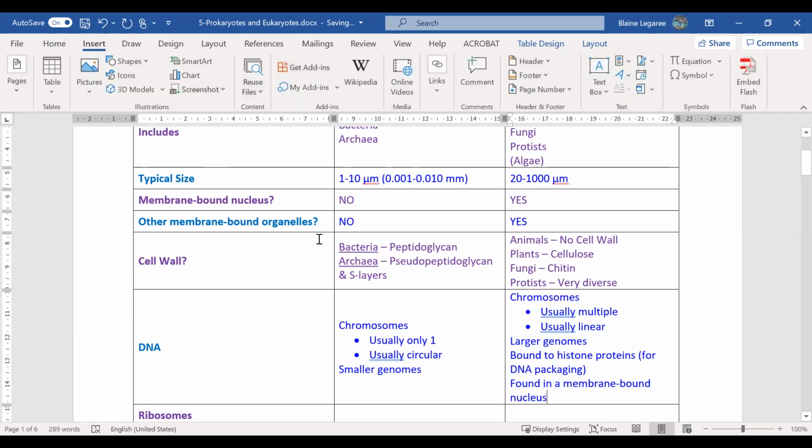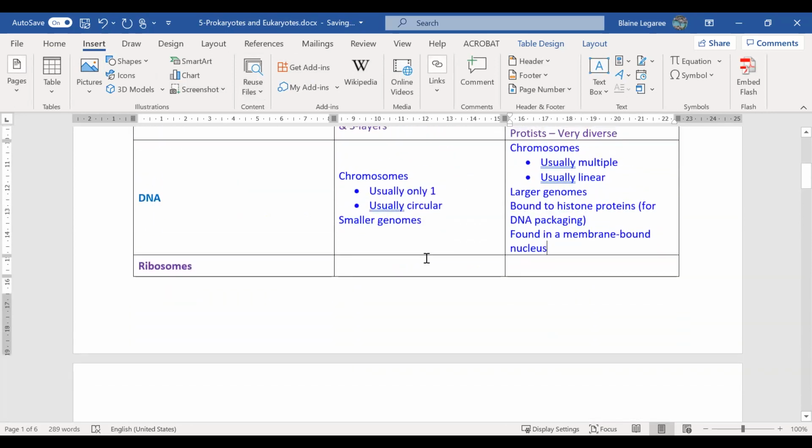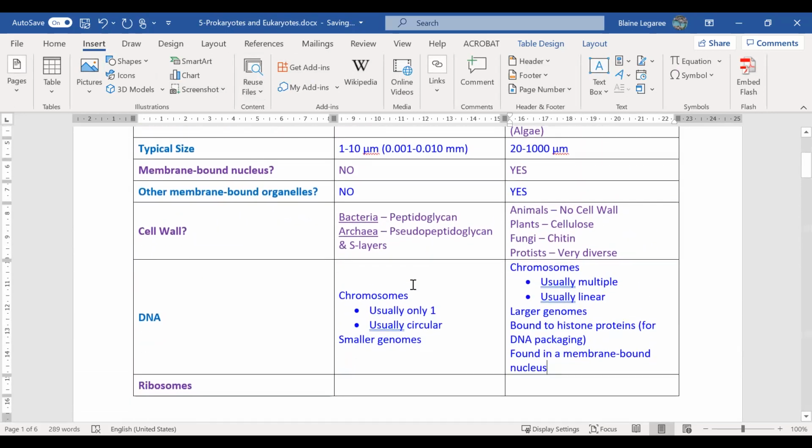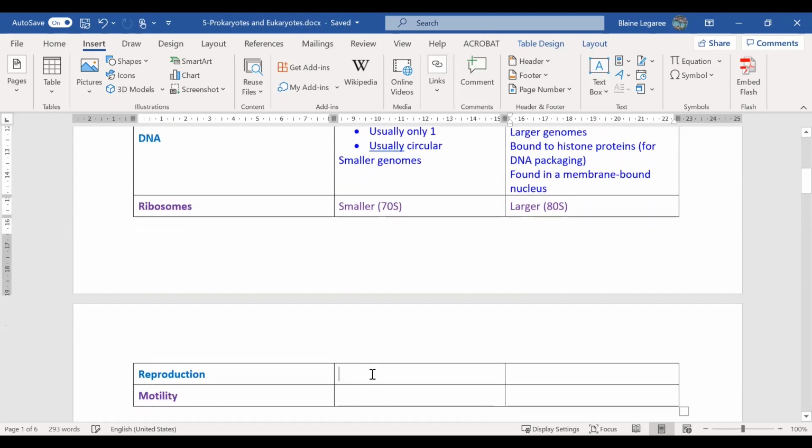Okay, so moving on. A couple more things to mention about prokaryotes and eukaryotes. What about the ribosomes? So the ribosomes in prokaryotes are smaller, and there's something called 70S. We haven't talked about what that means yet, so we'll get there. And the eukaryotes have larger ribosomes. So different ribosomes, they're different types of cells.